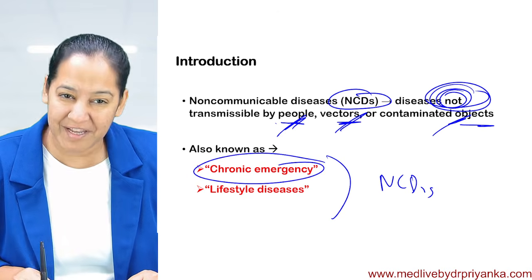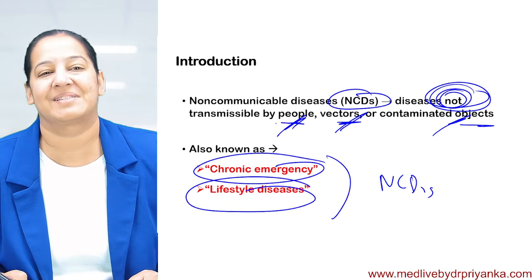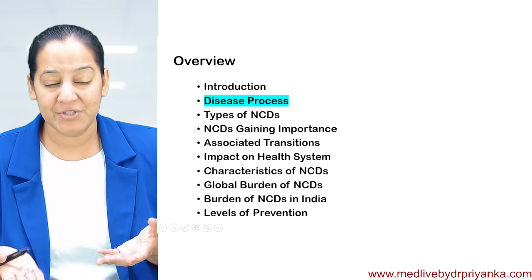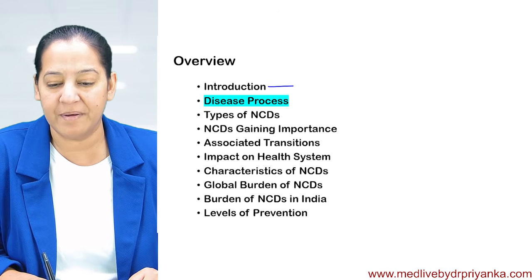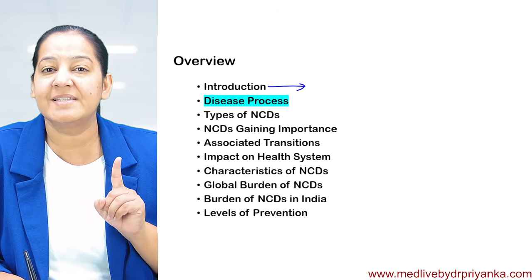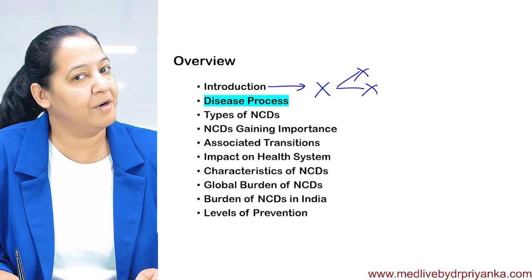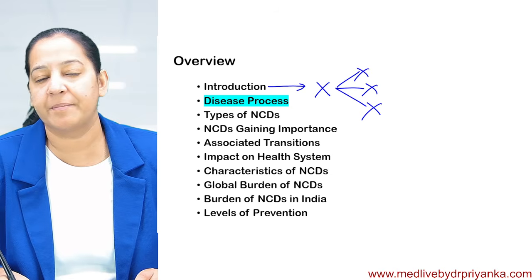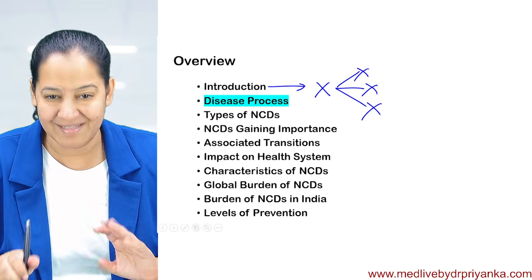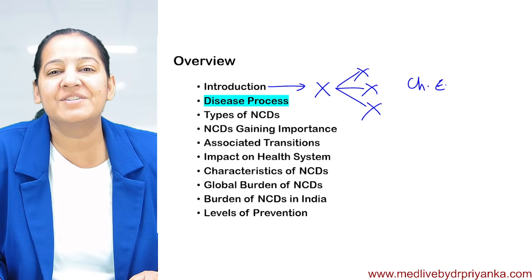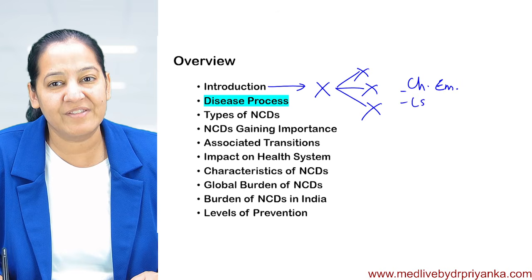Also known as chronic emergency. They are also known as lifestyle diseases. So that's the introduction. So what we have learned in the introduction, what are non-communicable diseases? Non-communicable diseases are the diseases which are not transmitted from person to person, animal to person, or environment or object to person. They are not transmissible. They are also known as chronic emergencies, and they are also known as lifestyle diseases.